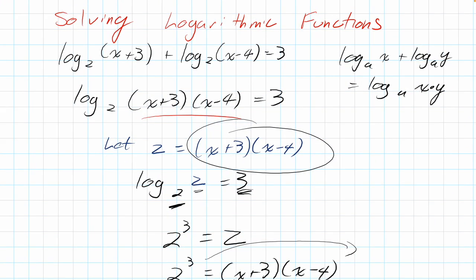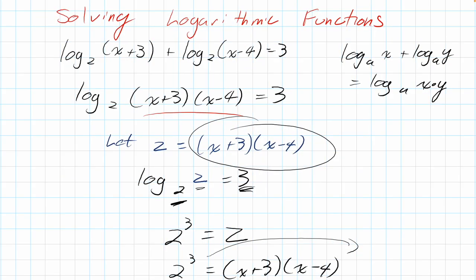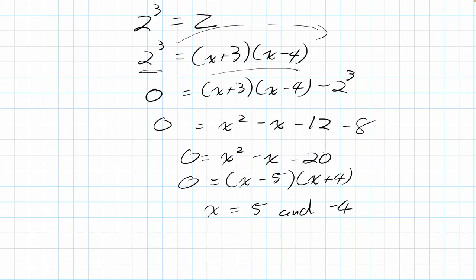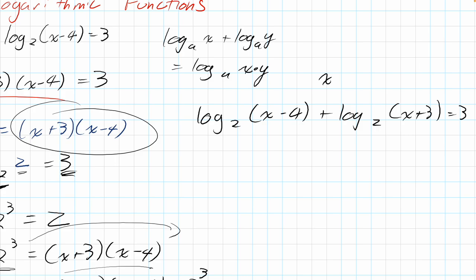We can plug back in to double check, which we'll want to do here. We have our two answers, 5 and negative 4. I'm going to bring the original equation over so we can see it a little better. It was log 2 of x minus 4 plus log 2 of x plus 3, I think. And we just want to remember that our answers were positive 5 and negative 4. Okay, let's say we took this negative 4 and plugged it in.